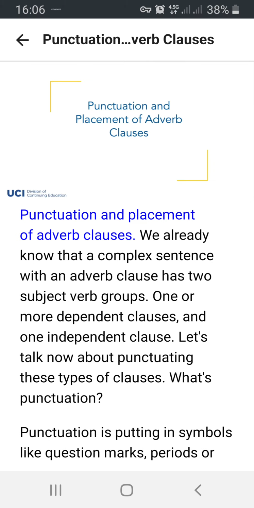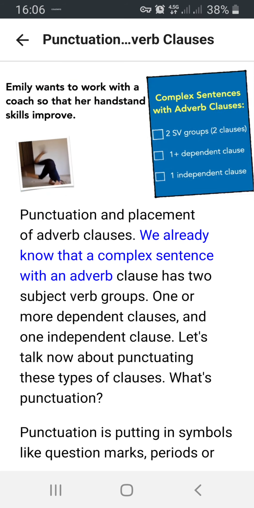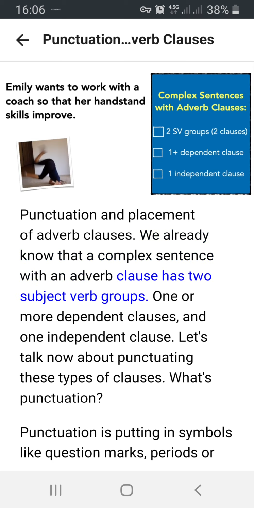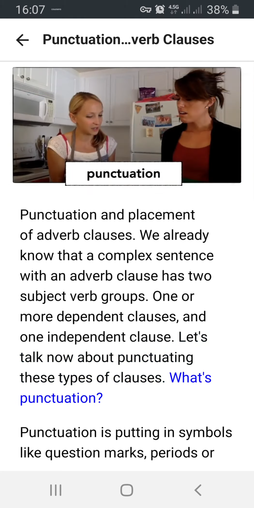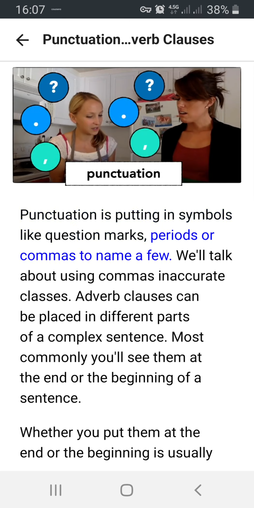Punctuation and placement of adverb clauses. We already know that a complex sentence with an adverb clause has two subject-verb groups, one or more dependent clauses, and one independent clause. Let's talk now about punctuating these types of clauses. What's punctuation? Punctuation is putting in symbols like question marks, periods, or commas, to name a few. We'll talk about using commas in adverb clauses.